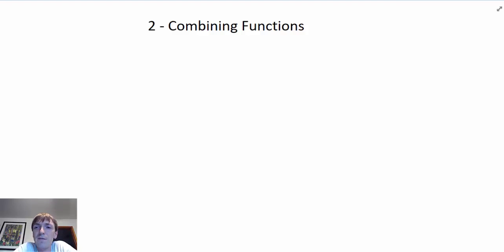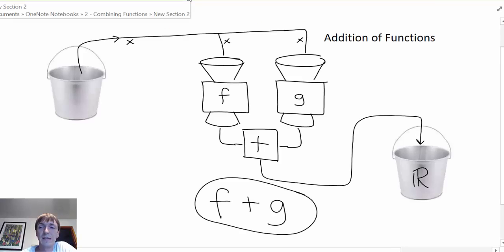Hi, so welcome to the second video, which we're calling Combining Functions. This is a video where we talk about all the ways that you can take two functions and make another function from it, right? So we'll start with addition.